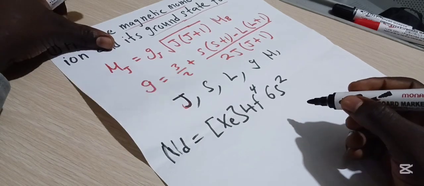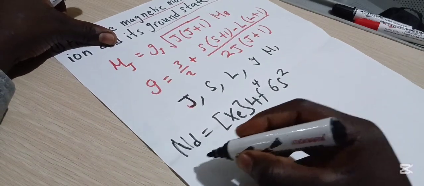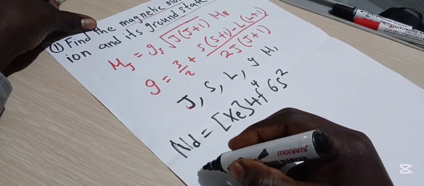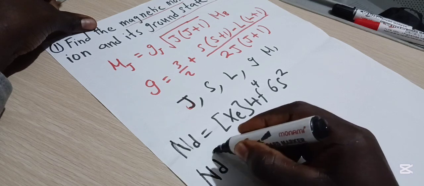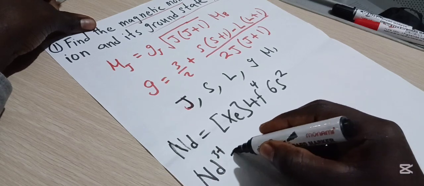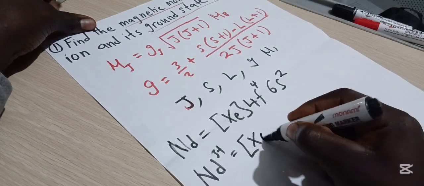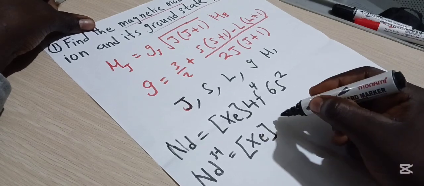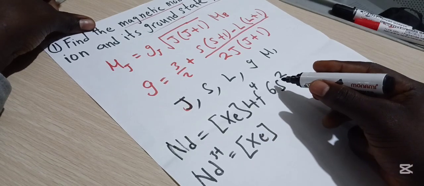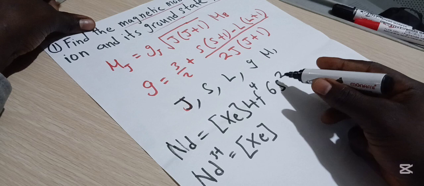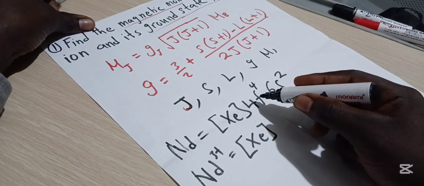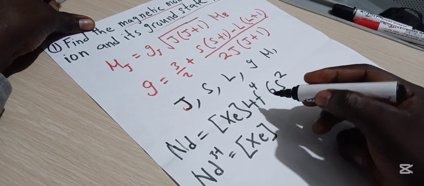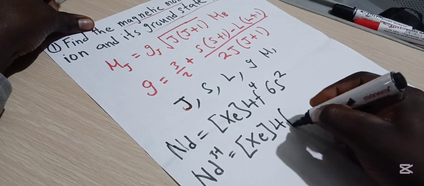So we are looking at Nd3+. That means Nd is going to give out 3 electrons. So the 6s electrons will go away and we'll subtract 1 from the 4f orbital, remaining 4f3.